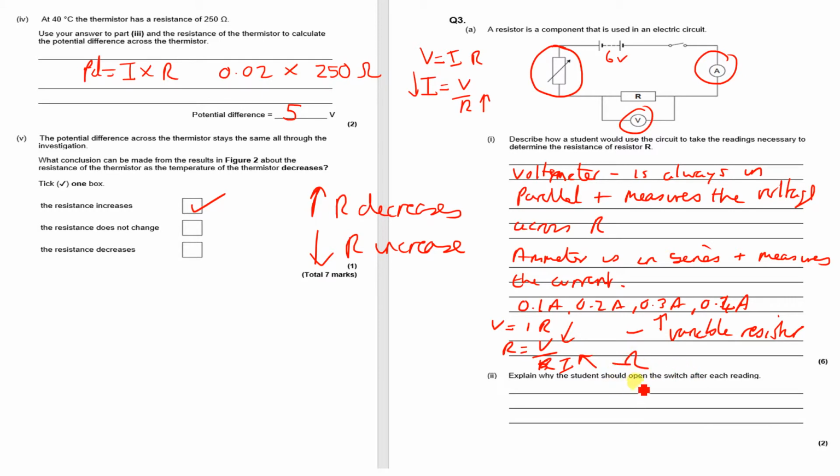Okay, explain why the student should open the switch after each reading. Well, resistors get hot, so if you leave it closed, the electrons are going to go through this circuit and they're going to heat up the resistor.